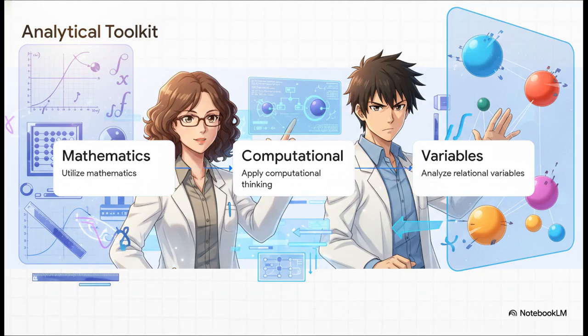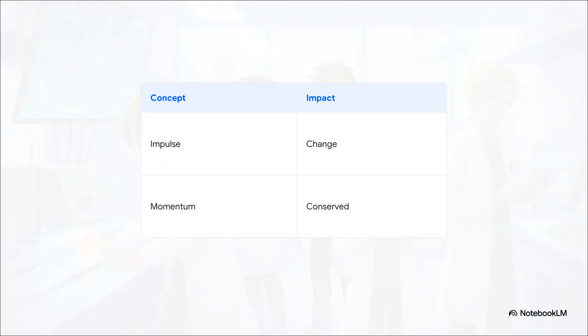The source gives us a really clear sequential process to analyze this. Step 1, utilize mathematics to actually quantify the mass and velocity. Step 2, apply computational thinking by breaking the crash down into logical, bite-sized steps. And Step 3, analyze relational variables. That basically means seeing how changing just one little piece, like the speed of one train, directly ripples out and affects the whole system.